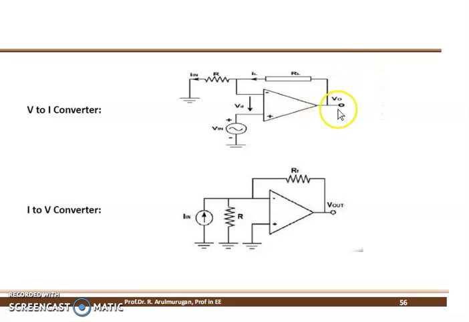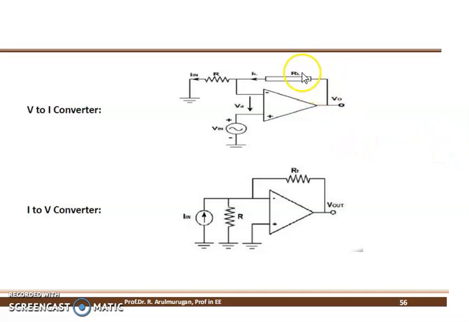What is the third point? The output voltage of the amplifier. This is point number 3. The output voltage of the amplifier is equal to the gain of the amplifier multiplied by the difference of the two voltage inputs, V plus and V minus. That's all, three points. I will repeat again.